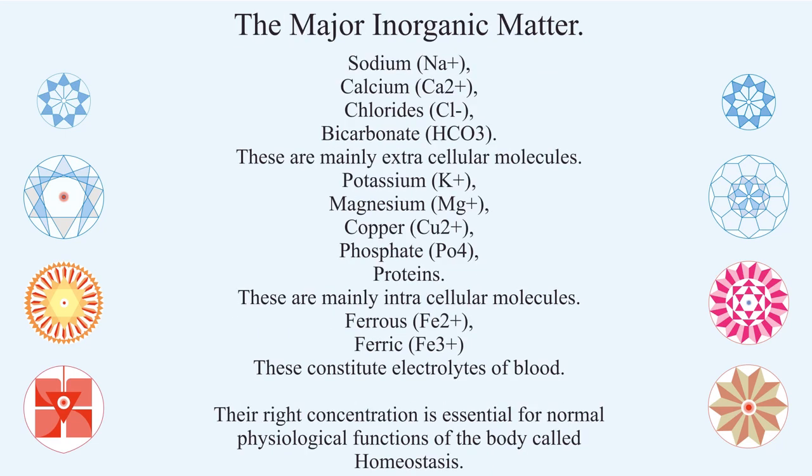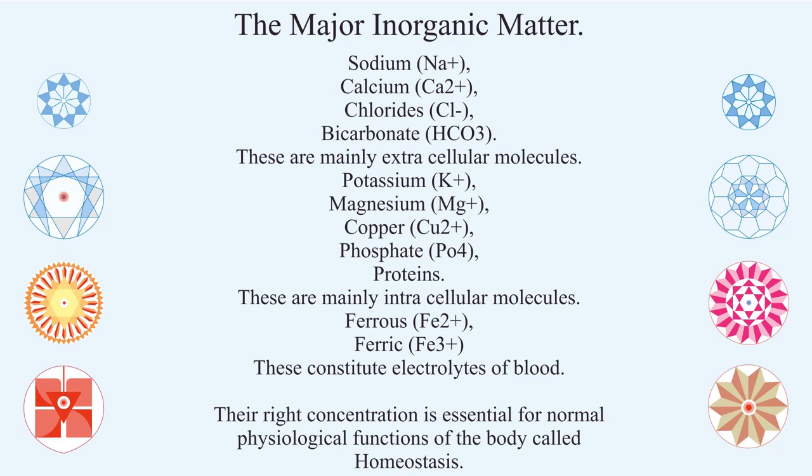Now let's understand what are the major inorganic matters which are found in the blood. Sodium ions are the most common in extracellular fluid. Then you have calcium, then you have chloride, and you have bicarbonate. These are mainly extracellular molecules. Potassium, magnesium, copper, phosphate, and proteins are intravascular molecules. Ferrous sulfate and ferric sulfate constitute the electrolytes of the blood which are found primarily within RBCs.